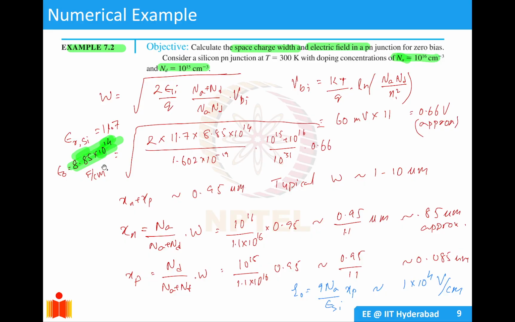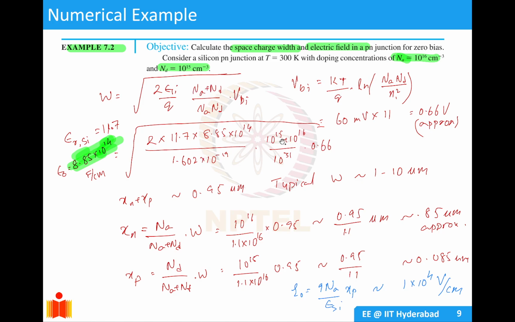So always, in semiconductor physics, we generally use all terms in all equations in terms of centimeters. All units we take in terms of centimeters, not in meters or nanometers or something. Generally, we take all equations in terms of centimeters for ease of use. So you calculate W: put 2 into 11.7 into 8.85 into 10 power minus 14. Charge is your 1.6 into 10 to the power minus 19.